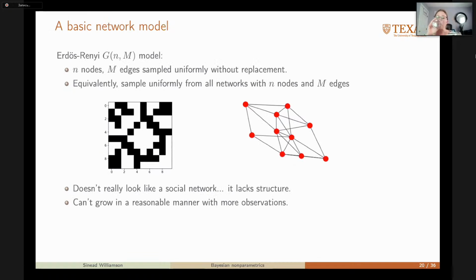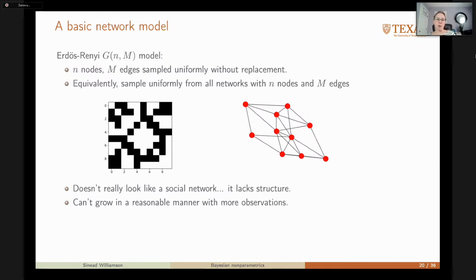So before we do that, let's think about the simplest networks that we can get, right? Because it's always good to start with the basics and then make them more complicated. And this is one of the two fundamental network models. It's one of the two Erdős-Rényi models. It's called the G(n,m) model.